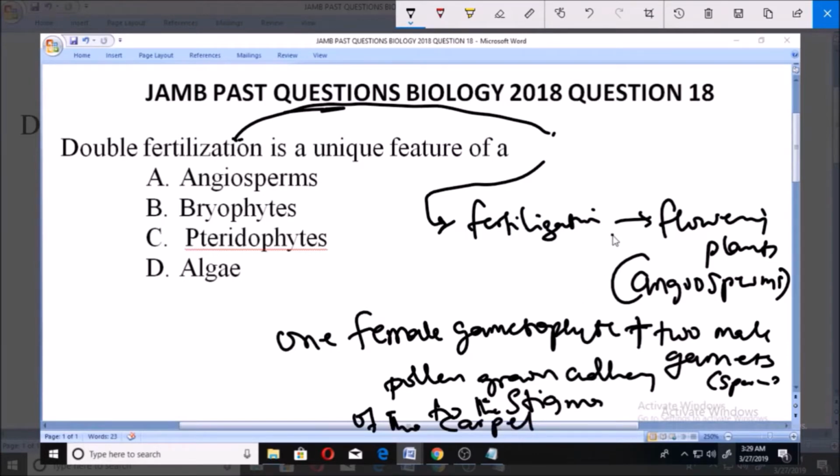So double fertilization is when we have one female gametophyte joining with two male gametes, and it actually happens in flowering plants, also known as angiosperms. So it's a special type of fertilization. From this definition you can see that double fertilization is a unique feature of what? Angiosperms. A. And that is the answer to the problem.